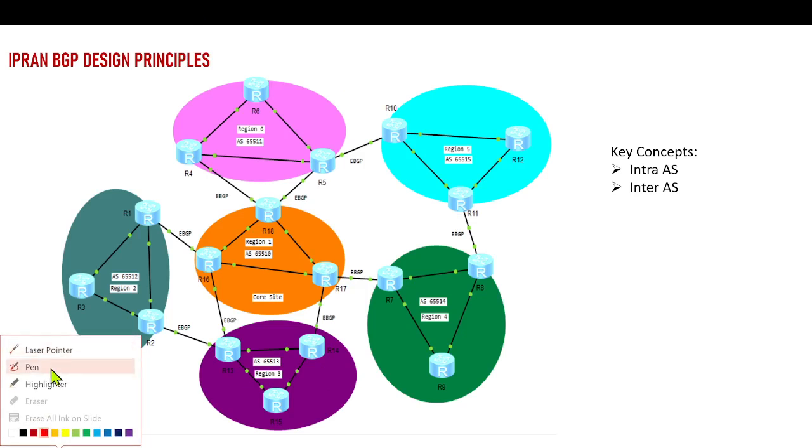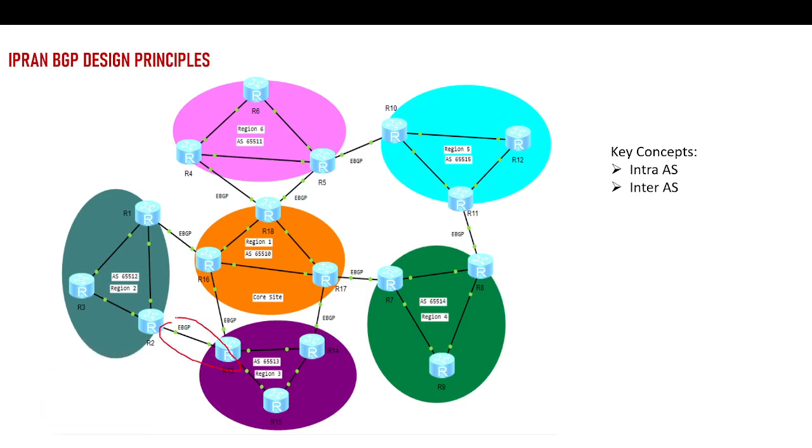So we have eBGP sessions established between different autonomous system numbers, and then we'll still go ahead and configure iBGP sessions within the autonomous system numbers. So we configure BGP sessions within and also between the autonomous system numbers. So we have the intra-AS and we have the inter-AS that we need to consider when we are doing BGP design for the network.